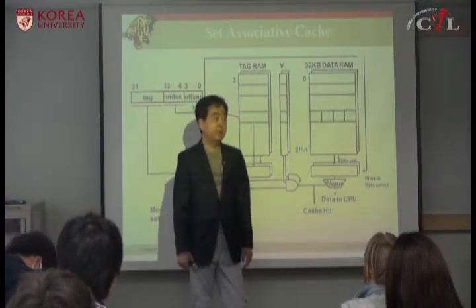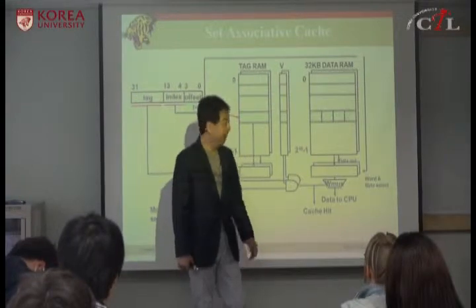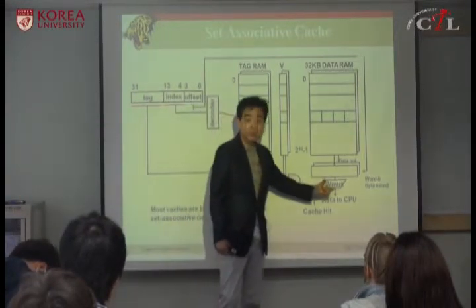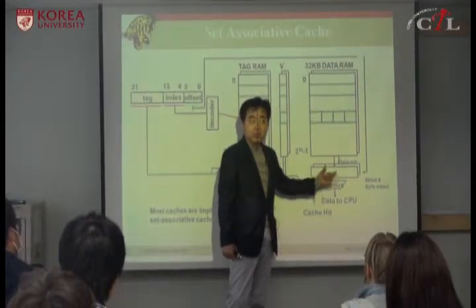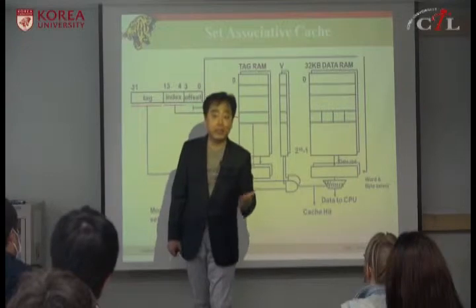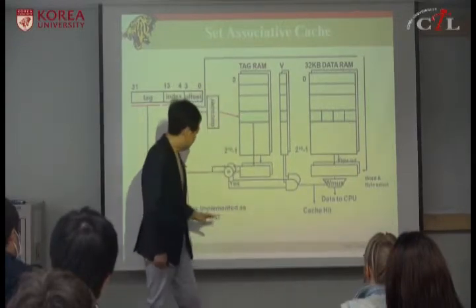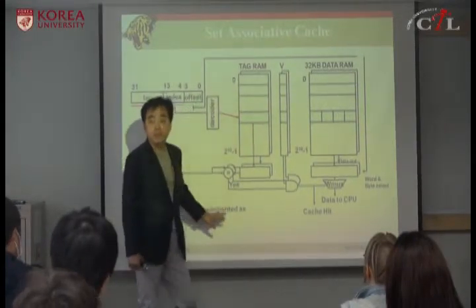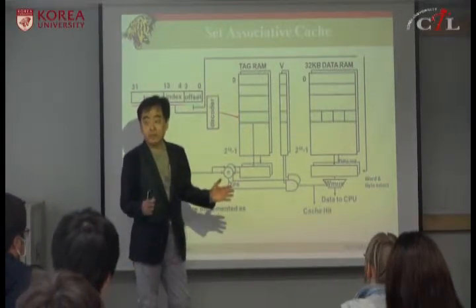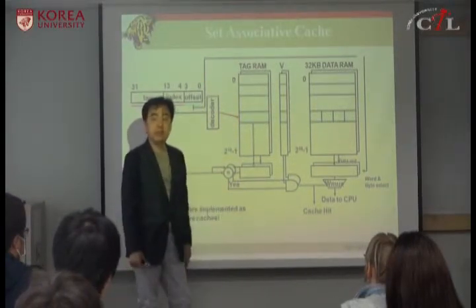Okay? This is called set associative cache. Even though you add 1 comparator and maybe a multiplexer, using this 2-way set associative cache, you can reduce conflict misses effectively. Okay? So most of the caches are implemented using this structure, set associative cache. If the caches are big enough, then this is quite good.